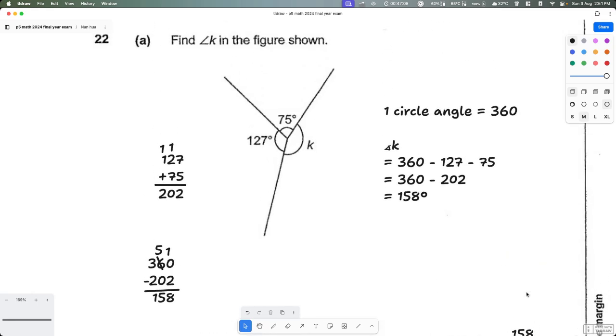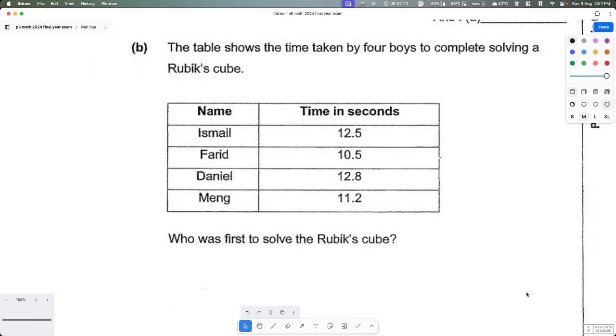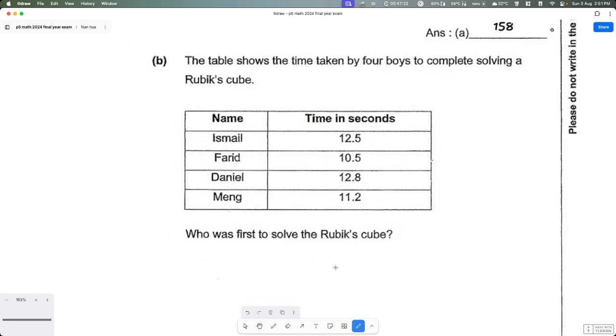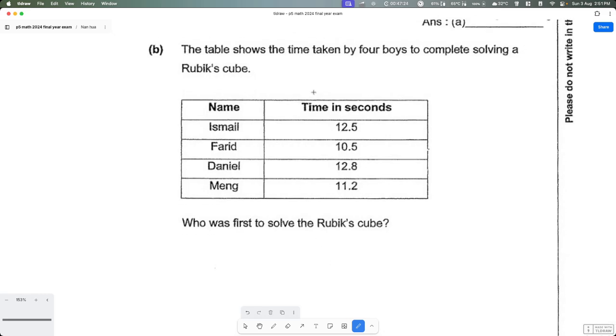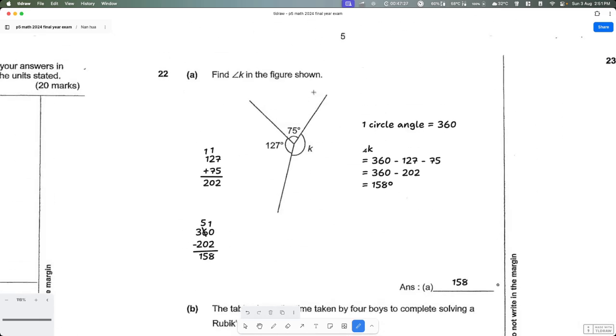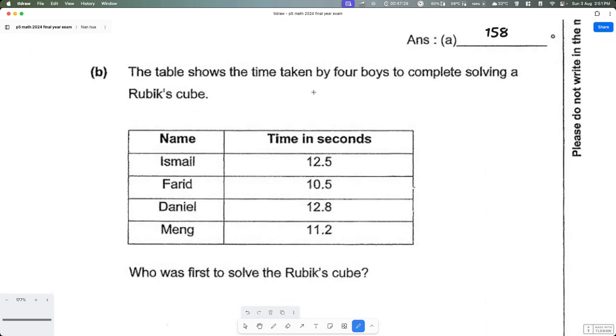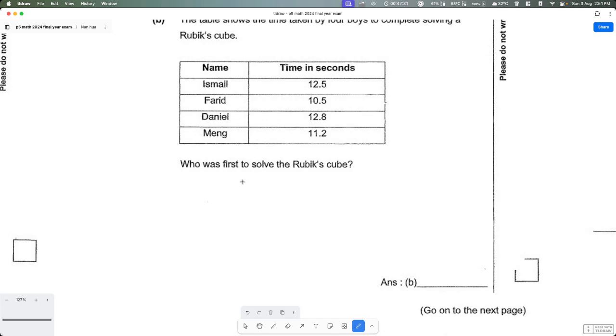Okay, 22 part B. The table shows the time taken by 4 boys to complete solving a Rubik's Cube. Who was the first to solve the Rubik's Cube? I don't know why it's related with part A, part B. Either way, it's in terms of time. First to solve, in terms of time.